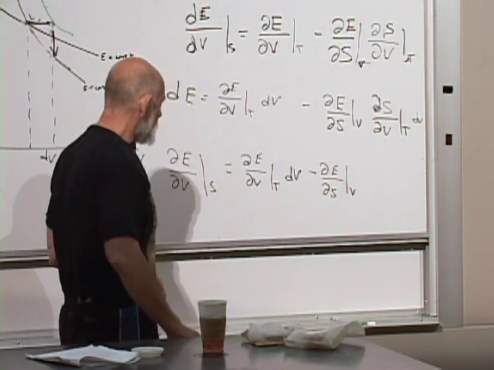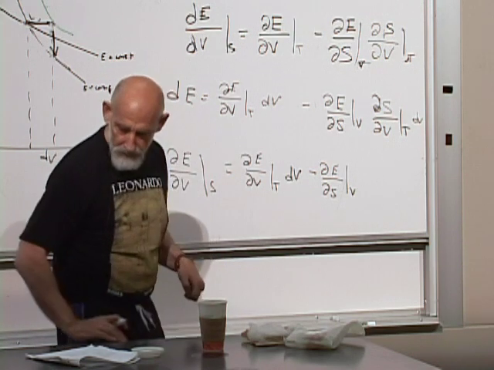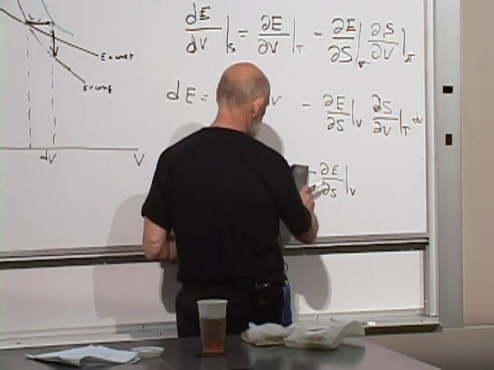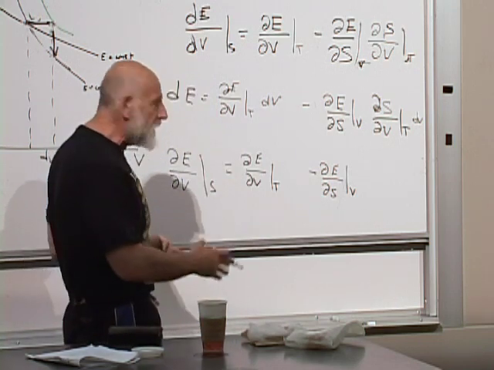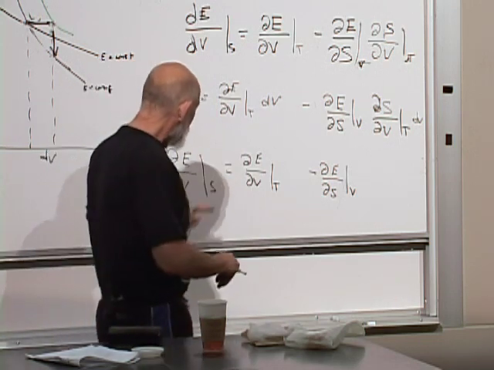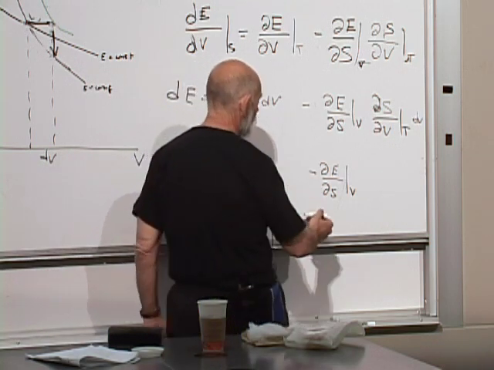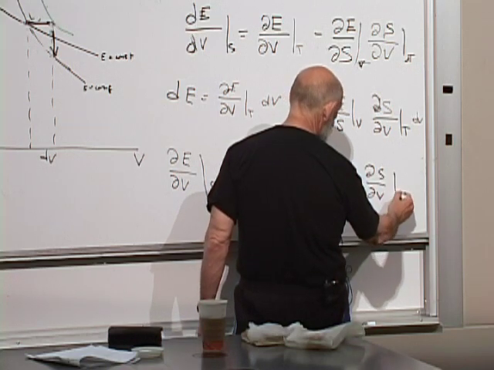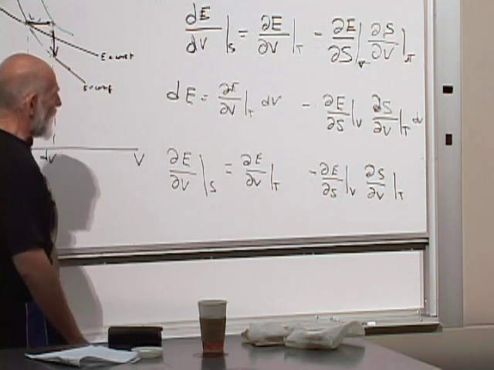Say it again? Yeah, take the dV out. I have a certain threshold. When the symbols just get too many, I just really lose them. The dE by dV at fixed temperature minus the dE by dS at fixed volume, dS by dV at fixed temperature. That's my first line, yeah.